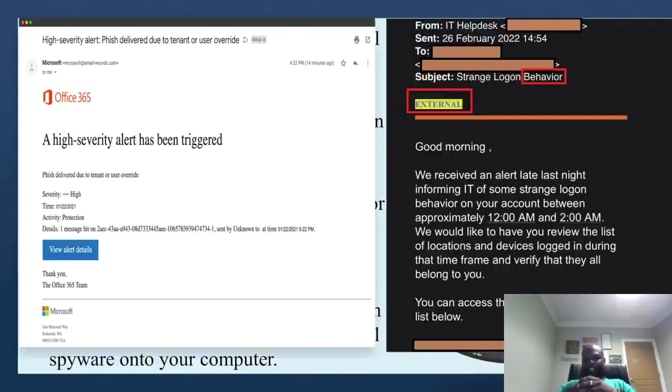Same thing over here on the right. We received an alert last night informing IT of some strange log-on behavior on your account. Access the ticket containing the list below. You think, oh, it's the IT desk. Okay, this is legit. You click on it. It's spam. They got you, right? So you have to be very careful with some of these tactics, and most of these emails go right into your spam mailbox.